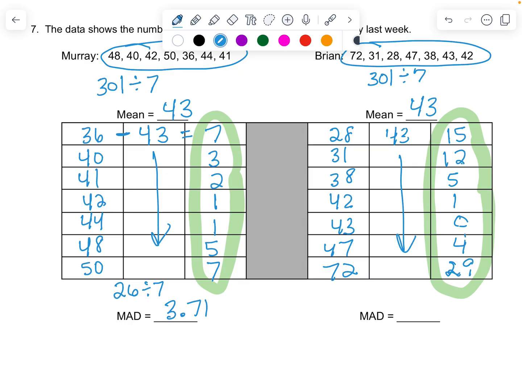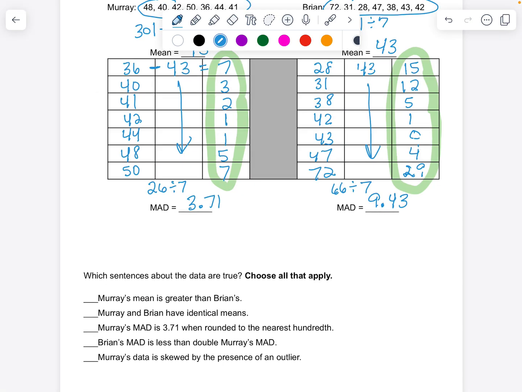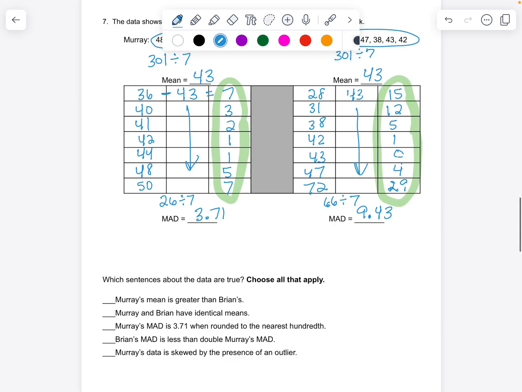On to Brian, if I add all those together, I get a sum of 66. He had 7 pieces of data, divide that by 7, and we get about a 9.43 if you round it. Now we have some questions to answer about them. So taking a look at all that information.